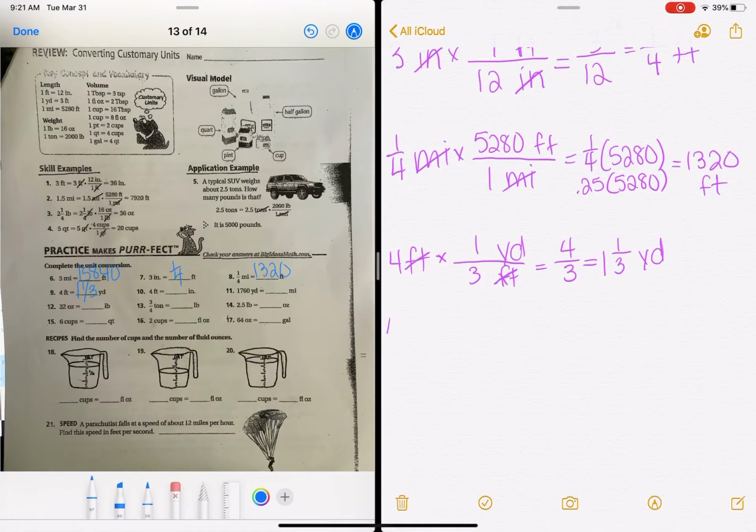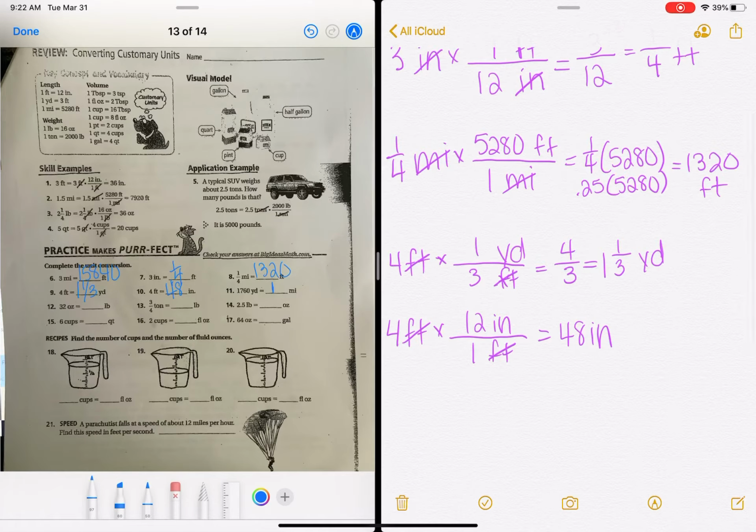Number 10, we're changing feet to inches. So in 1 foot, there are 12 inches. 4 times 12 is 48 inches. Number 11, this one is not listed in your box at the top, but this is a common one that is not used very often. But 1,760 yards is actually 1 mile.